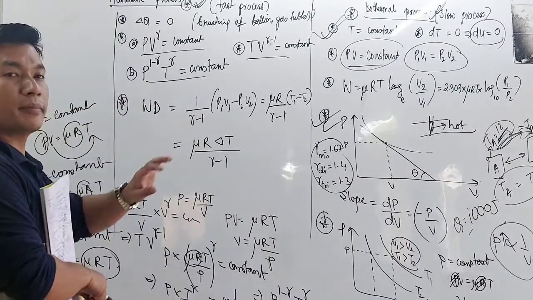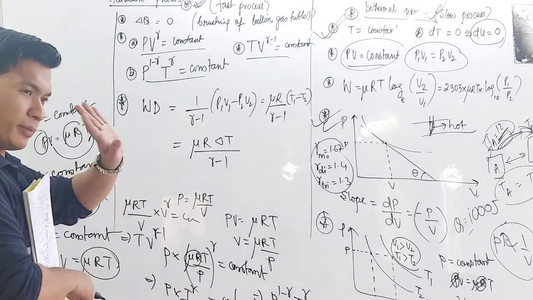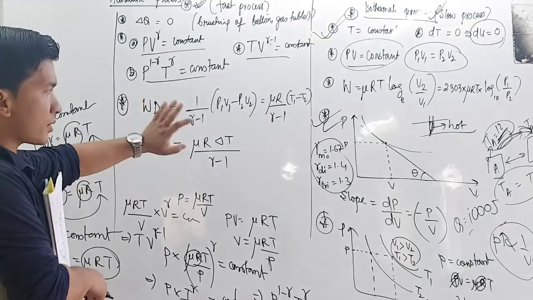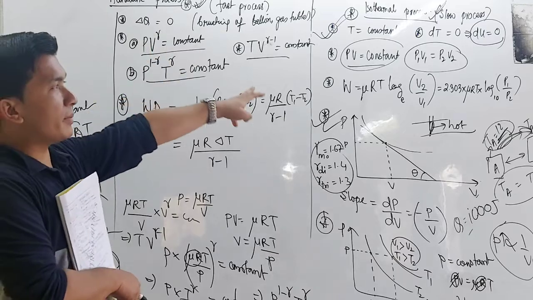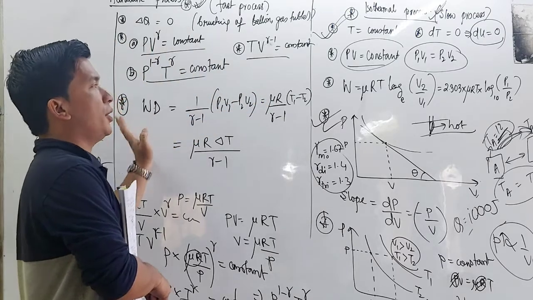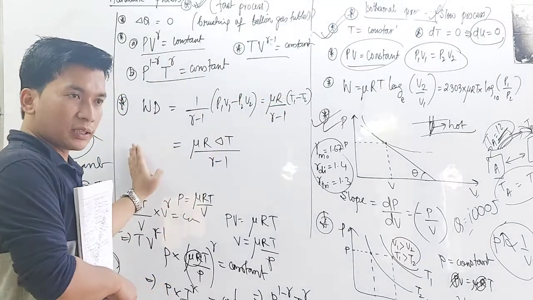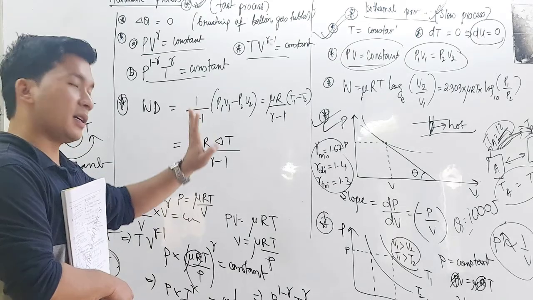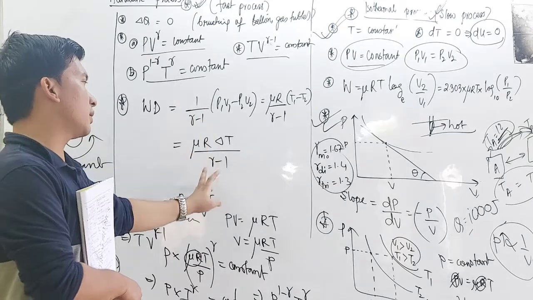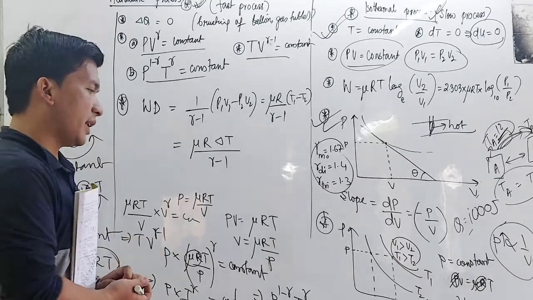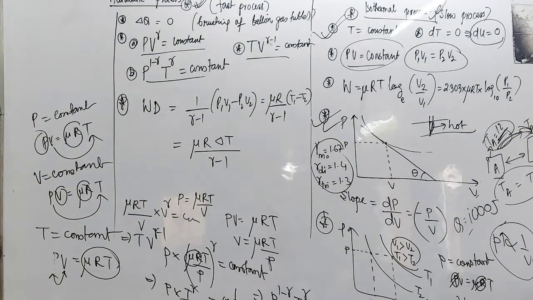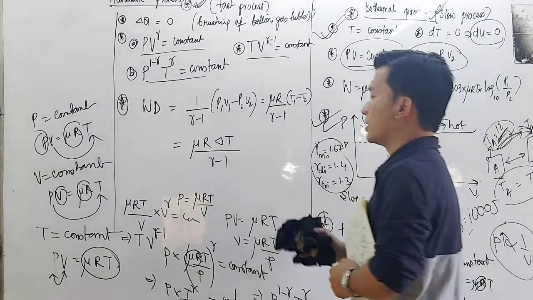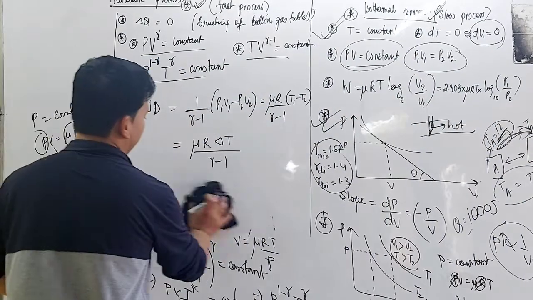See, you don't have to understand how this is obtained. You have to simply memorize. For isothermal and adiabatic process study, you have to memorize the work done. Work done is mu R T over gamma minus 1. Next we will discuss the slope, and after that we will start your calculation.